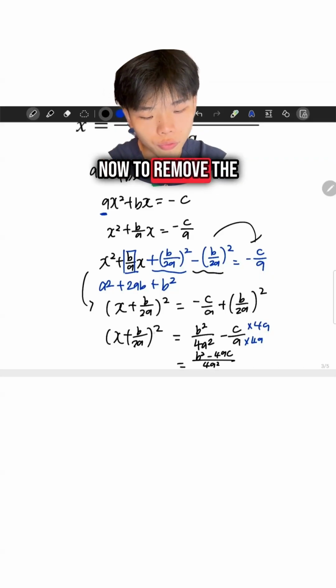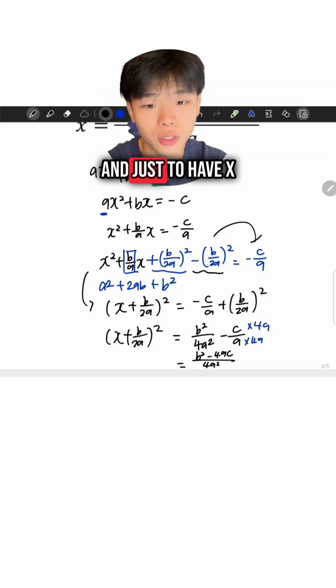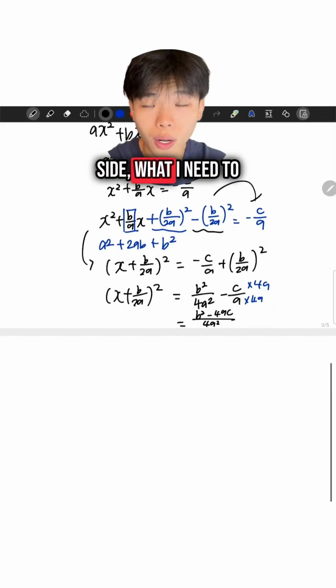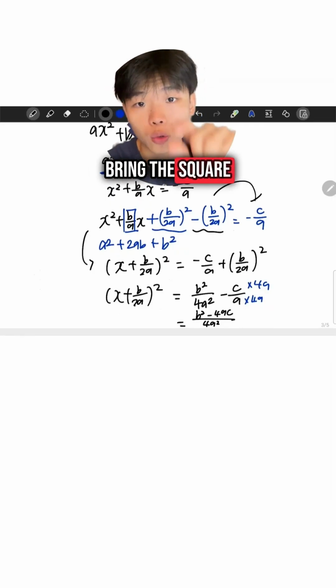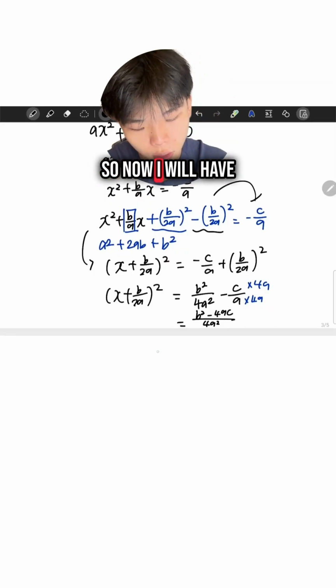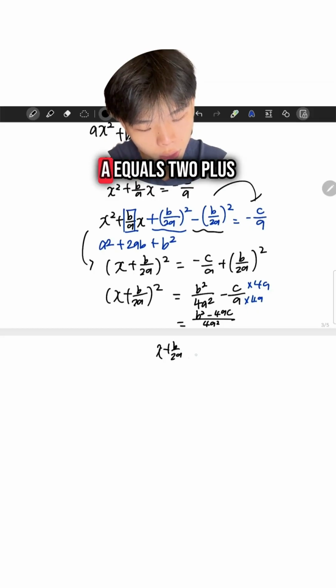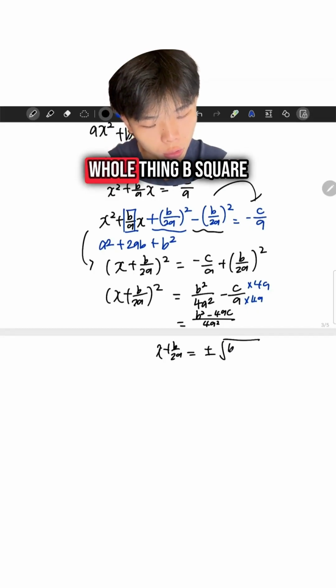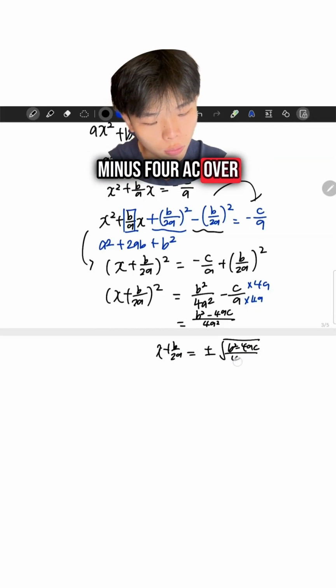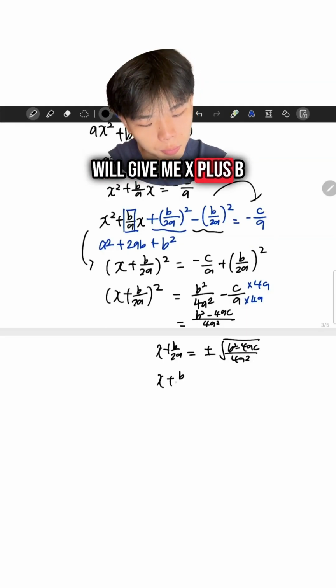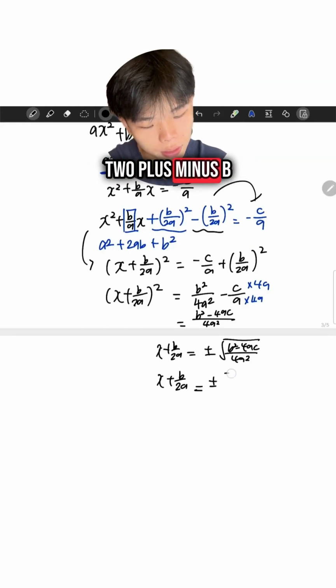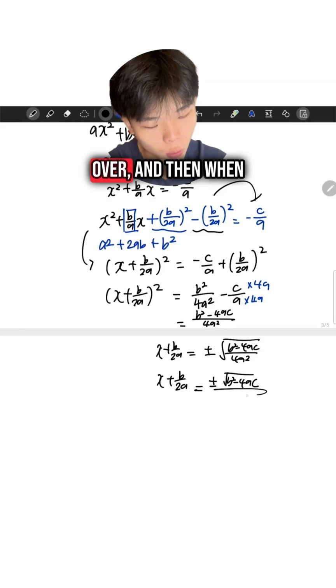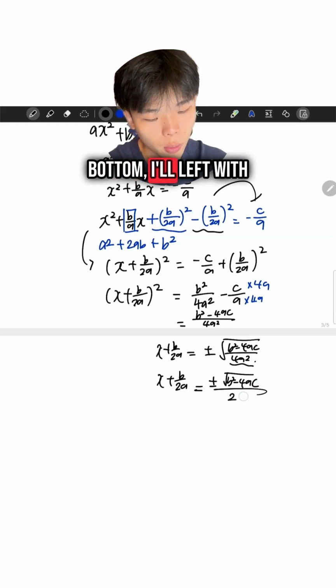Now to remove the square over here and just to have x on the left hand side, what I need to do is that I need to bring the square to the other side and square root it. So now I will have x plus b over 2a equals to plus minus square root the whole thing, b squared minus 4ac over 4a squared, which will give me x plus b over 2a equals to plus minus square root of b squared minus 4ac over, and then when I square root the bottom, I will be left with 2a.